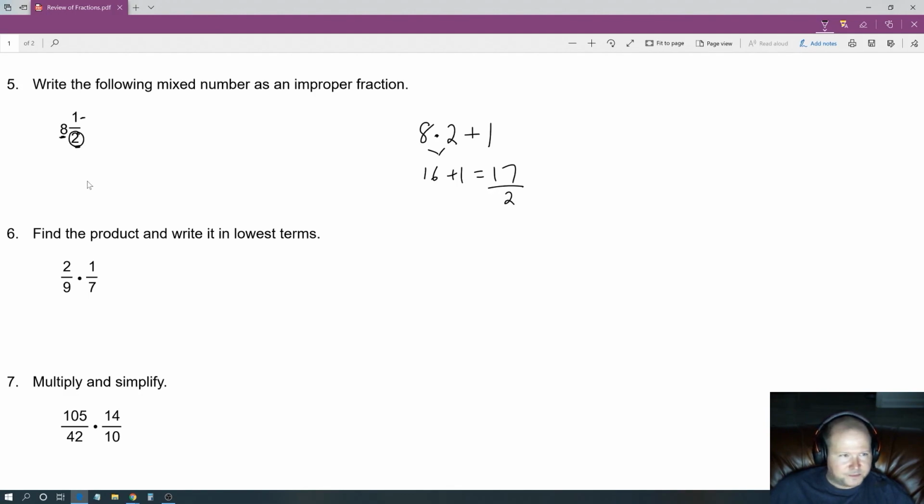Okay, so again, I'll rewrite 8 times 2 plus 1. And you can see where we got all the pieces, right? Got all the pieces.